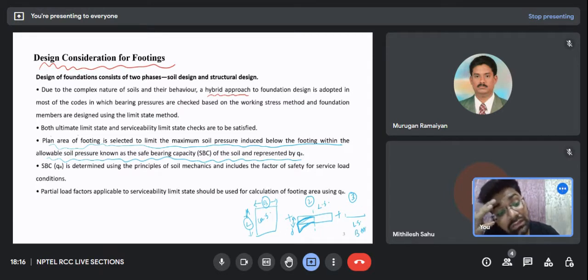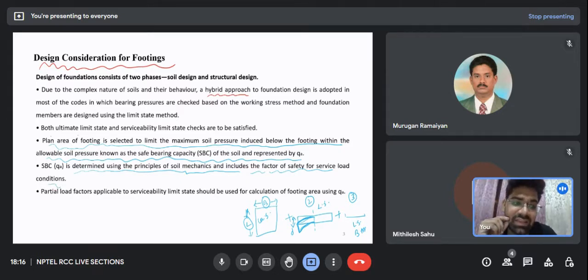So this is the manner in which we should design the footing, by using both the working stress method and the limit state method. Let's move on further. The safe bearing capacity is determined using principles of soil mechanics, and includes the safety factor for service loads. Okay, so this I already told you.